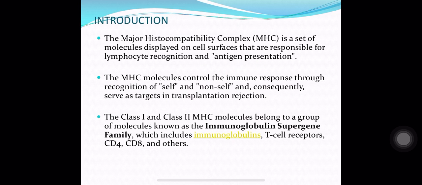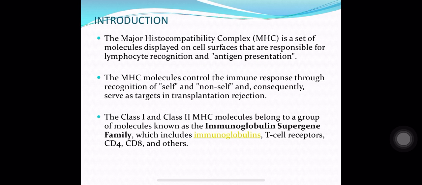Now, the major histocompatibility complex is a set of molecules displayed on the cell surface, and it has two major roles. One is antigen presentation, as we saw just now. The MHC molecule was presenting the antigenic fragments on the surface of the dendritic cell. That is antigen presentation. Another function of MHC molecules is to identify the cells of the body as self.